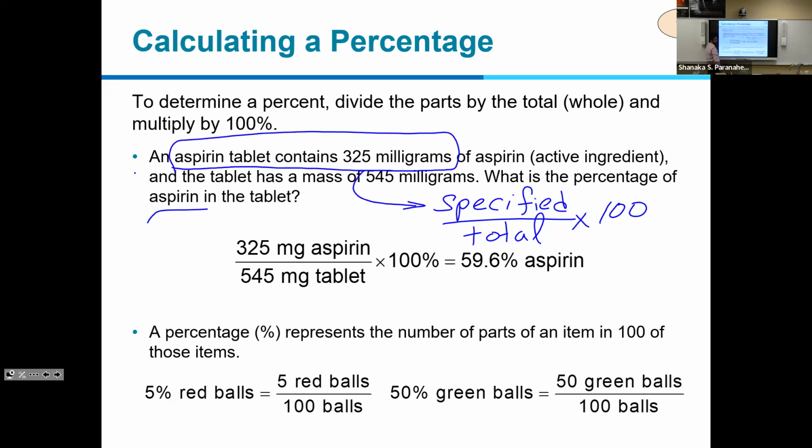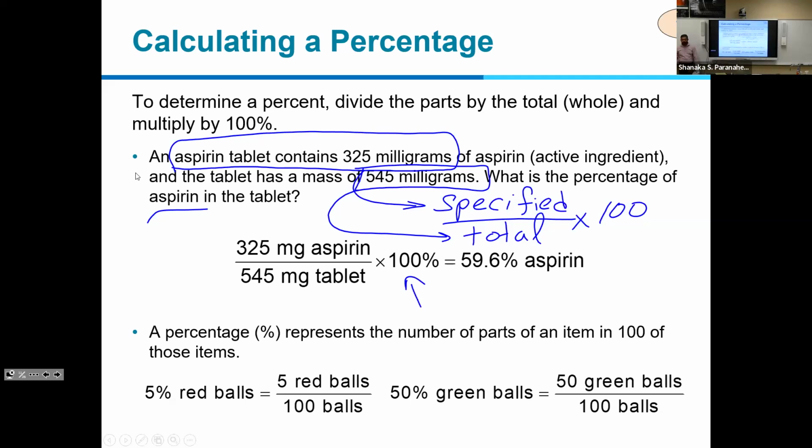It goes to the top. And the total mass of the tablet is 545 milligrams. So that's the total mass. It goes to the denominator. Now, we're going to divide the specified by the total times 100. Don't forget this. If we did not multiply it by 100, the answer is going to be less than 1 most of the time. So make sure to multiply it by 100, and the answer is 59.6.